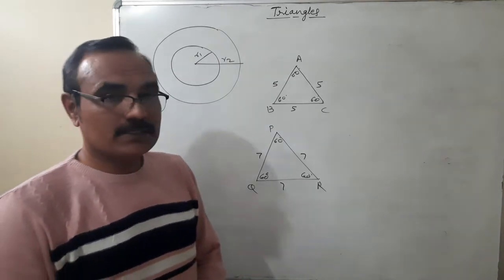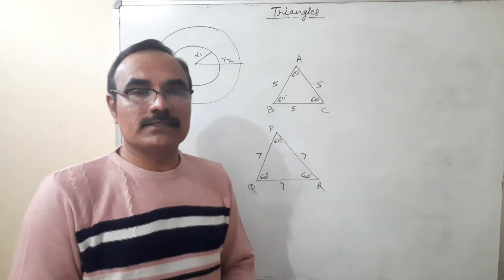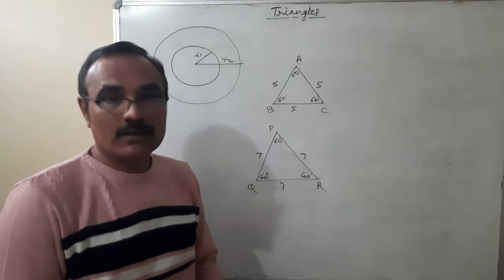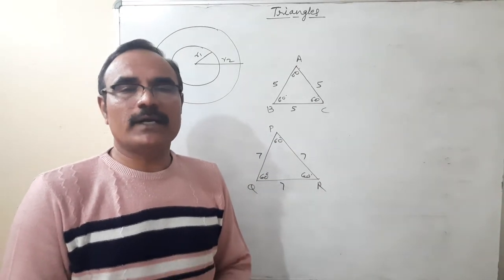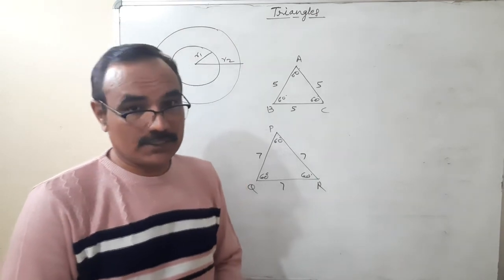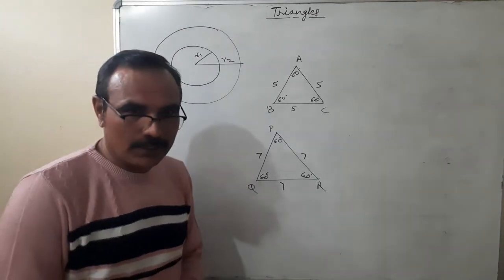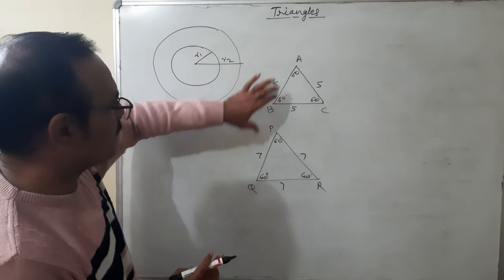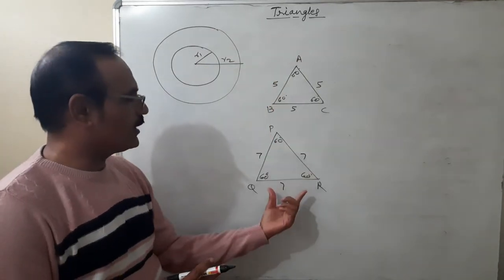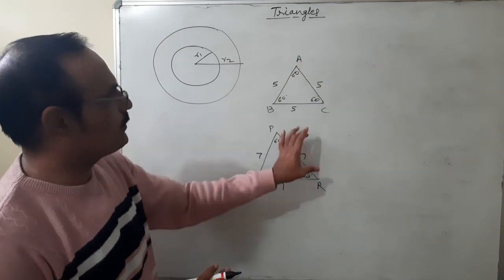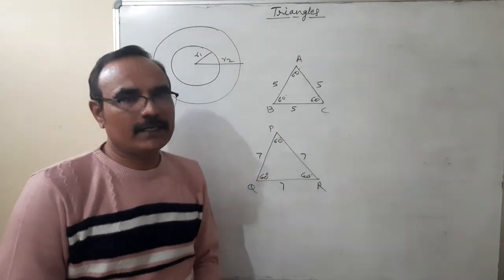Because corresponding angles are equal, but corresponding sides are not equal, but the corresponding sides are in the same ratio. Same ratio, what does it mean? For corresponding sides, AB upon PQ is equal to BC upon QR is equal to AC upon PR.